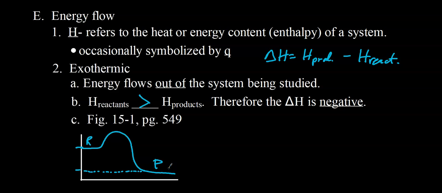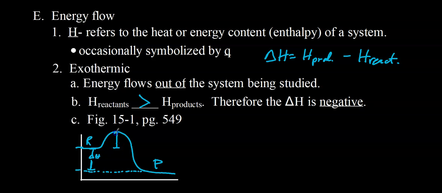Well, what happened to the difference in energy? If what you make has less energy than what you started with, where did that excess energy go? That's the energy that was released to the surroundings. In fact, on our heat content diagram, that is our delta H. So delta H is the difference in energies of the reactants and products.